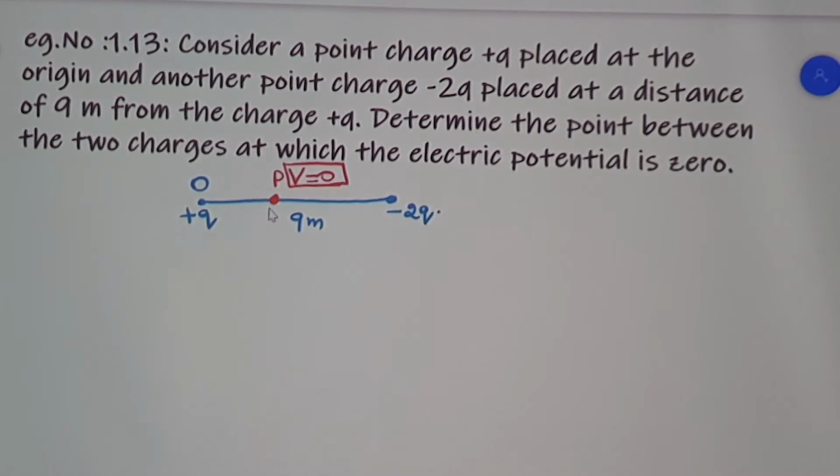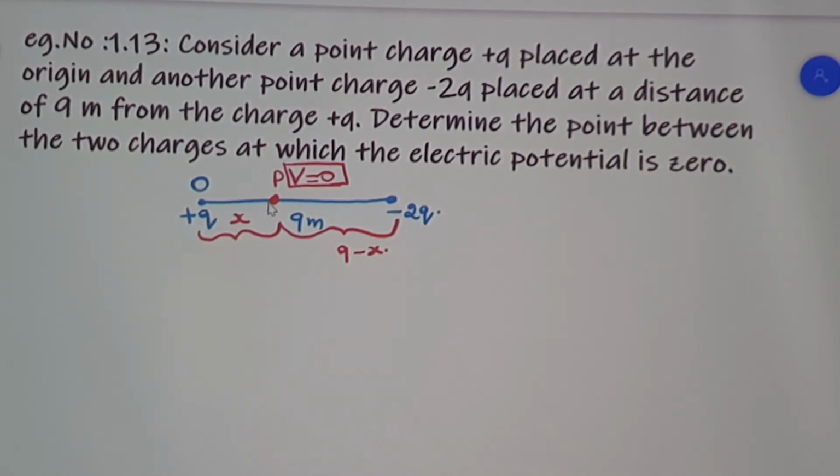See, I am taking this point P at a distance of x from the origin. Then what is the remaining distance? This remaining distance will be equal to 9 minus x. So I have to find what x is, at what point in between the two charges the potential is 0.